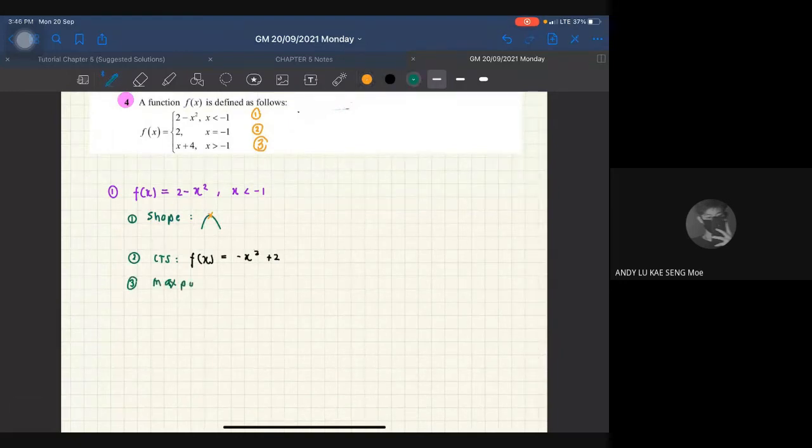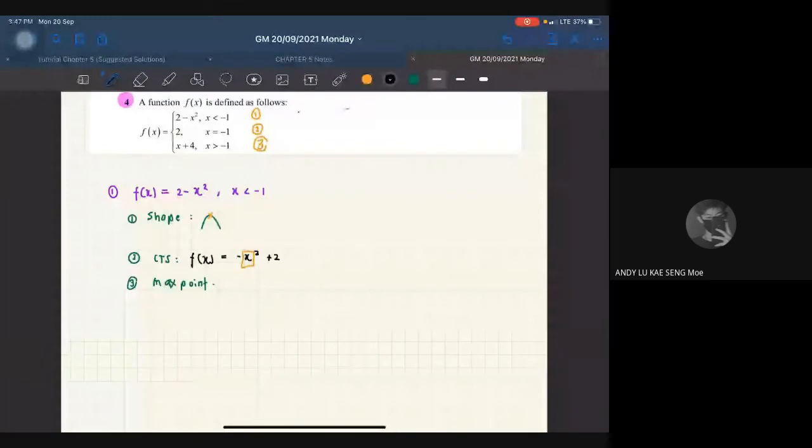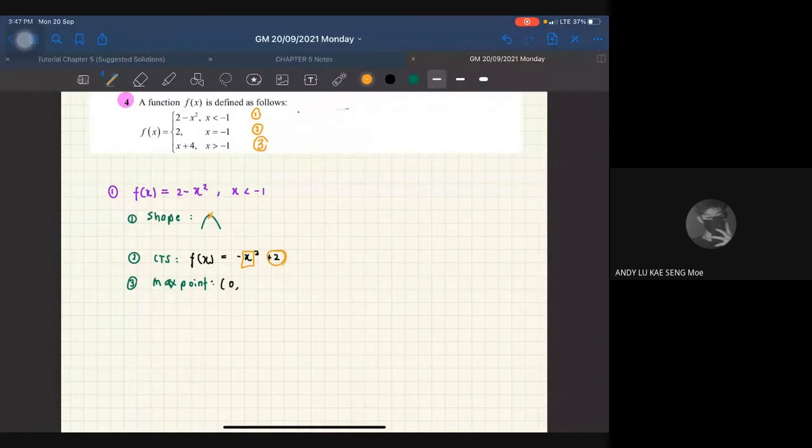So maximum point. Okay, so senang je cara nak cari dia. Awak akan ambil yang ada square ni, this one, awak buat dia equal to 0. So straight away kita akan dapat x coordinate kita adalah kosong. Okay, and then y coordinate kita akan ambil yang di belakang ini, yang tiada variable. So itu adalah kita punya y coordinate. So awak punya maximum point is at 0, 2.